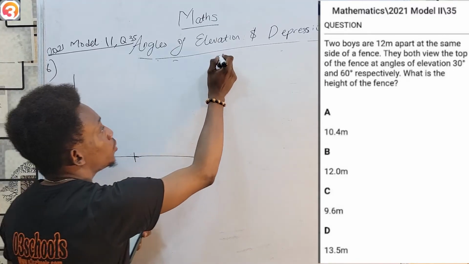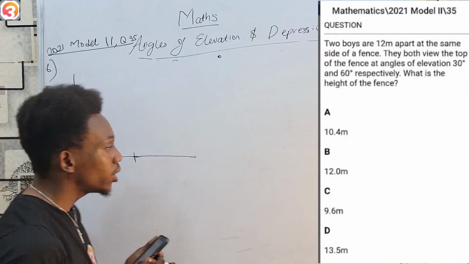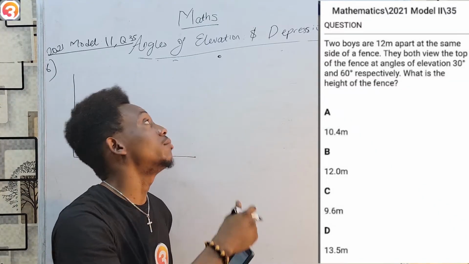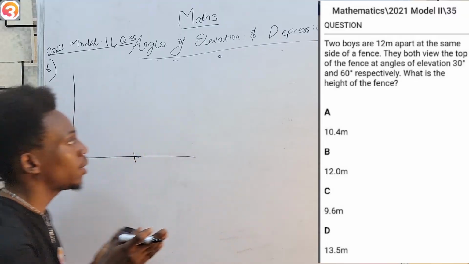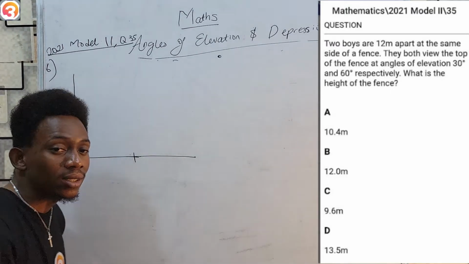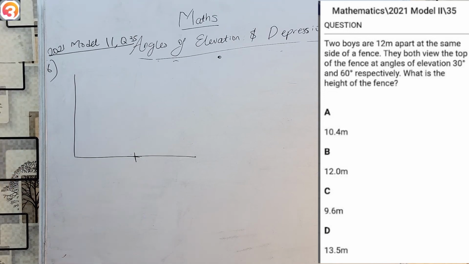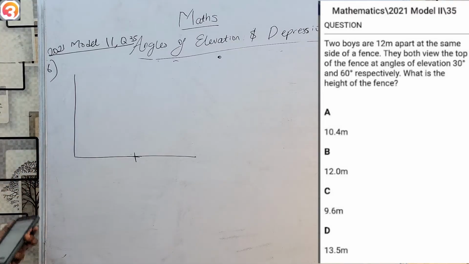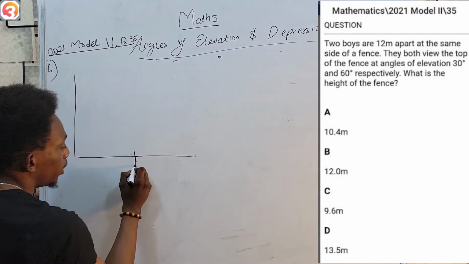If I draw this point here on the board, while very close, if I want to look at it, I have to turn my head straight up. You can see I'm turning my head a very large angle. But if I'm this far, I hardly have to turn my head. Just incline my eyes a little bit and I see it. So please note, the person closer to the fence has a higher angle of elevation, while the one farther has the lower angle of elevation.